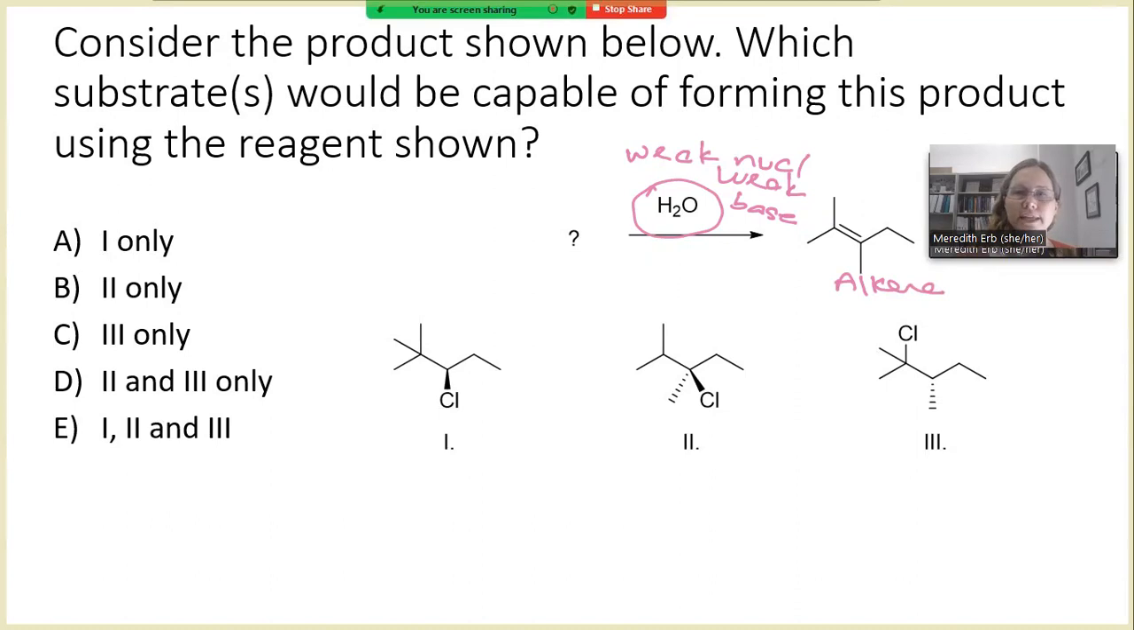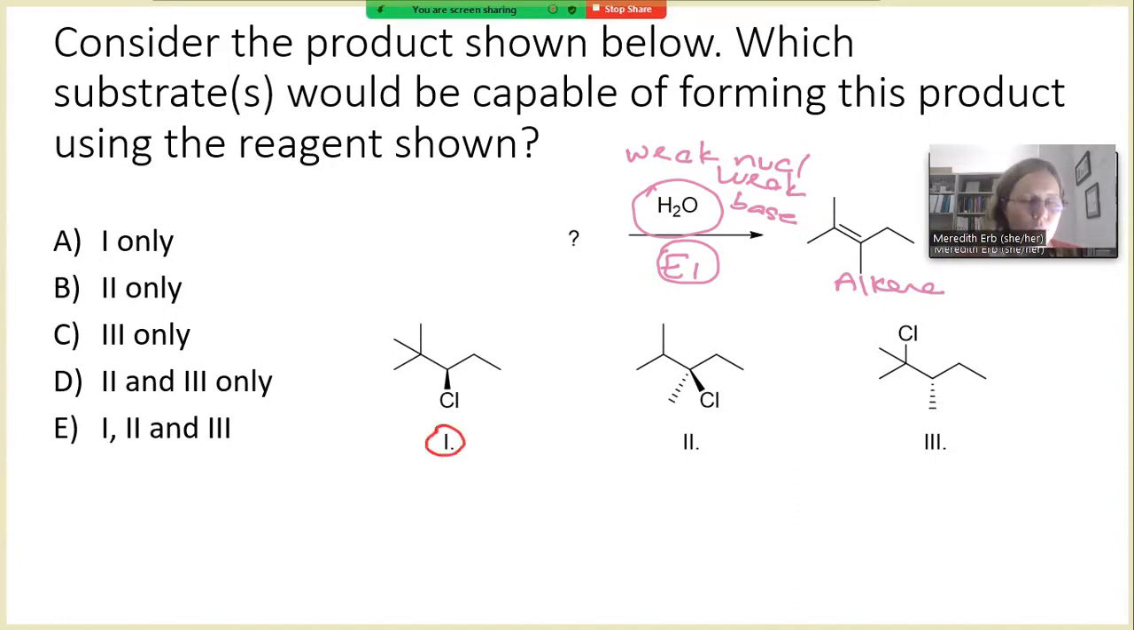In order to make an alkene, we have to have an elimination reaction. So the key mechanism for this reaction is going to be E1. So that will help us a ton in thinking about our answer choices and which one of them is going to be a capable substrate that can produce that tetrasubstituted alkene. So let's look at answer choice number 1.